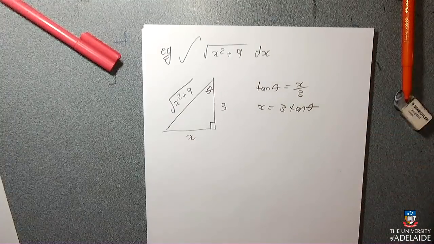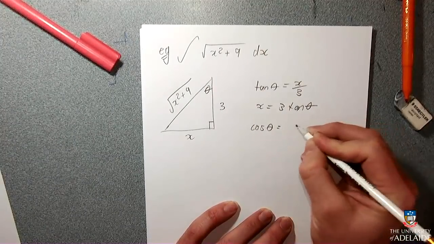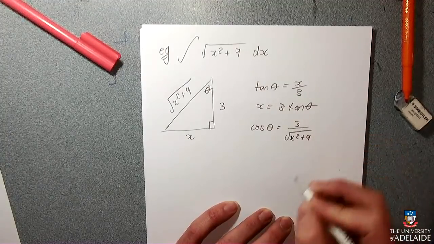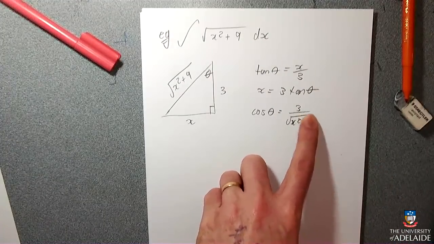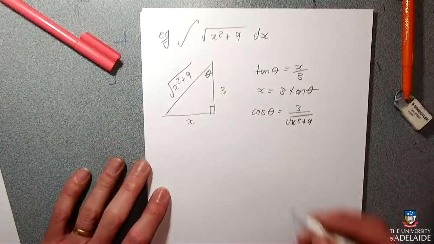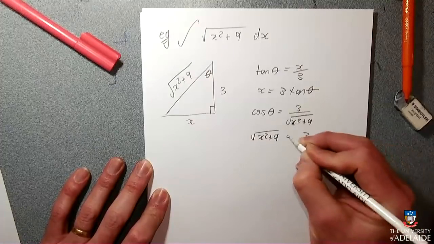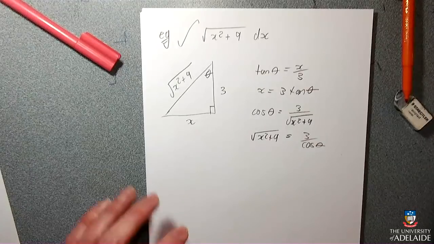So x is 3 tan theta. Nice. And just so that we've dealt with it, we know that cos theta is 3 on this. So that's telling me how to get rid of my x squared, right? This root thing, I need to turn it into that. So that's going to give me that root x squared plus 9 is 3 on cos theta. Okay, so I've dealt with the square root part. That's the important bit. Good. I just have to deal with the dx now.